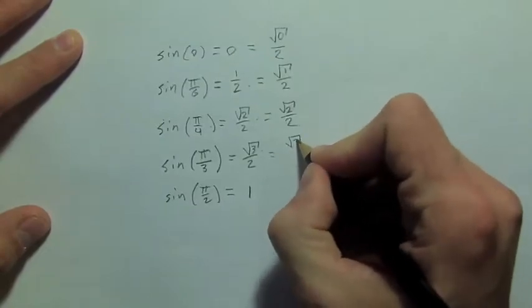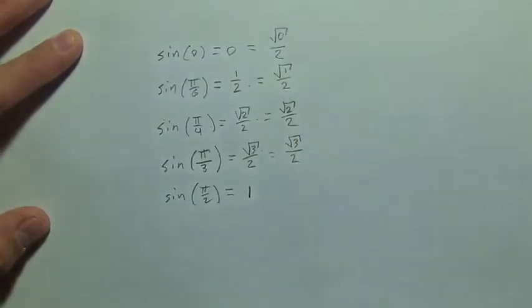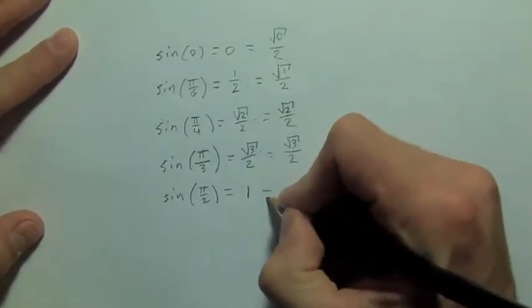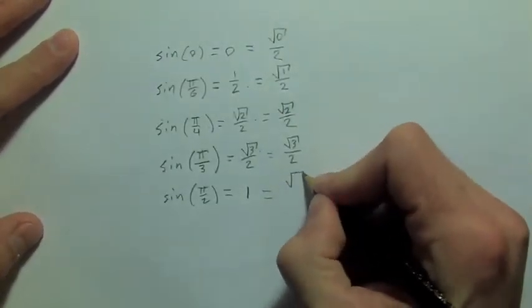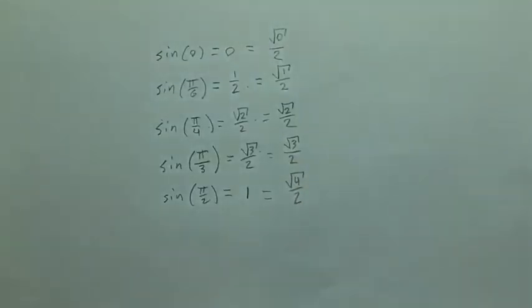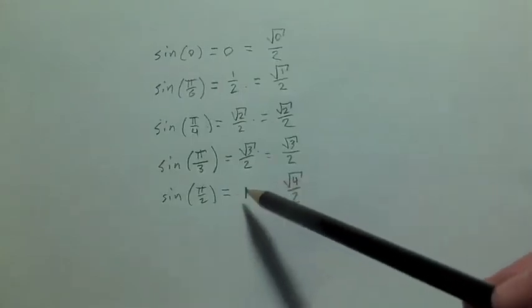Square root of 3 is, of course, square root of 3. I'm not changing anything on these. But then 1, if I rewrite this as the square root of 4 over 2. Now, does that make sense? Well, yeah, the square root of 4 is 2, so 2 over 2 is 1.